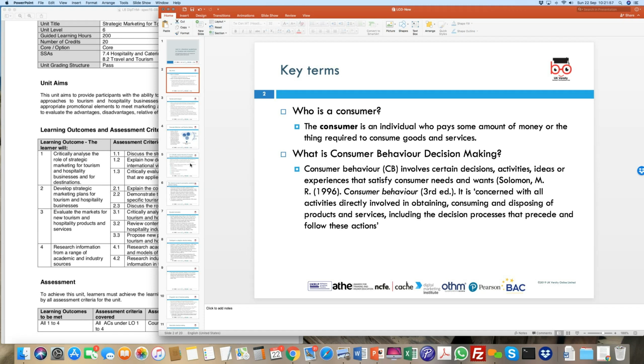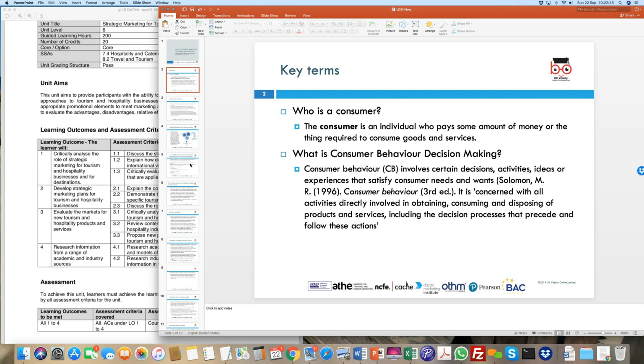And then, as part and parcel of the marketing and marketing communication which happens, you're treated as an existing customer or an old customer. That means you have at least bought these services once and utilized them directly. So a consumer is an individual who pays some amount of money or things which are required to consume goods and services. So there is a slight bit of differentiation, but I think we use these terms very interchangeably in our natural environment, often not realizing the subtle difference between the two.